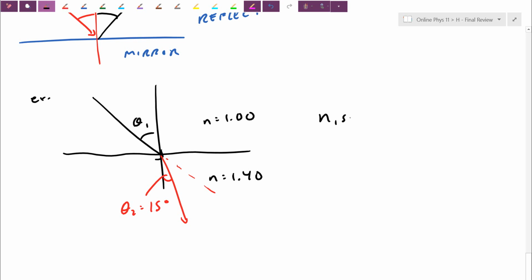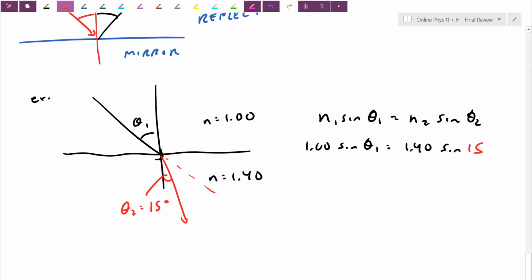Let's try out Snell's law. n1 sine theta 1 equals n2 sine theta 2. 1.00 sine of the unknown is equal to 1.40 sine of 15. Make sure your calculators are in degree mode when you do this. So sine theta 1 is 1.4 times sine of 15. This gives me 0.362, and therefore I inverse sine it. Inverse sine of 0.362 gives me roughly 21 degrees. And as expected, going from an easy medium, something with low optical density, to something that's harder, the angle bends towards the normal.